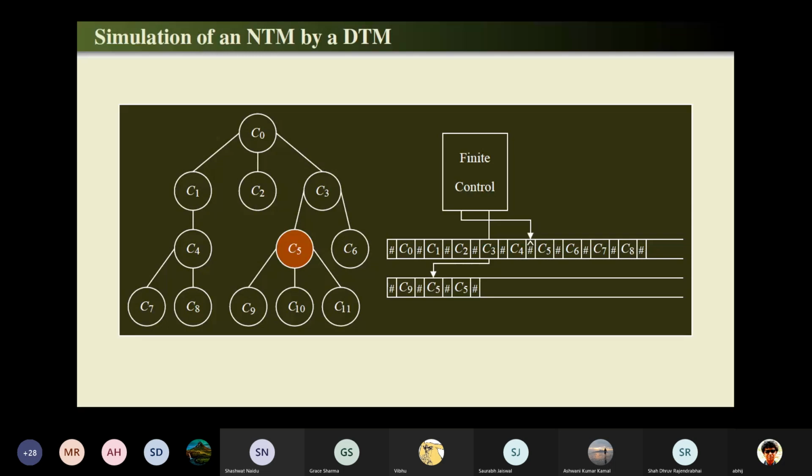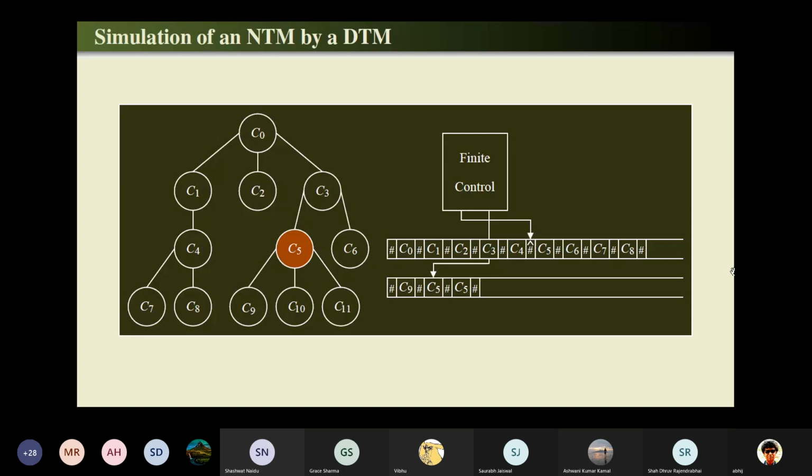Once again, I designed this DTM as a two-step machine. The first step will store the configurations as a queue. The breadth first search requires a queue, right? So this will maintain a set of configurations. Here it will be C0, C1, C2, C3, C4, C5, C6, C7, C8, C9, C10, C11, and so on. So this queue of configurations will be stored here.